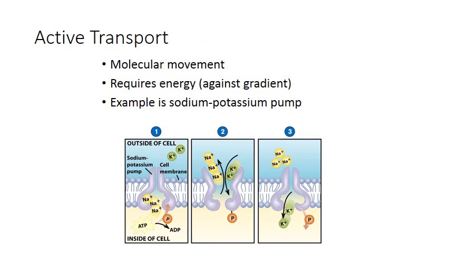In active transport, molecular movement requires energy. So that means it's against a gradient. In passive transport, it's with the gradient. That is why there's no energy necessary. So active transport is often against the gradient or something really big. An example of this is the sodium potassium pump.